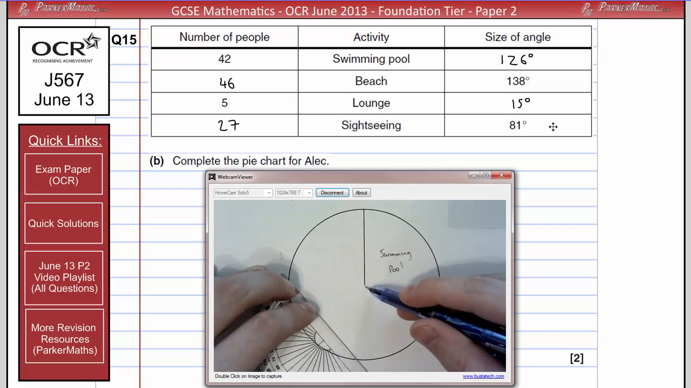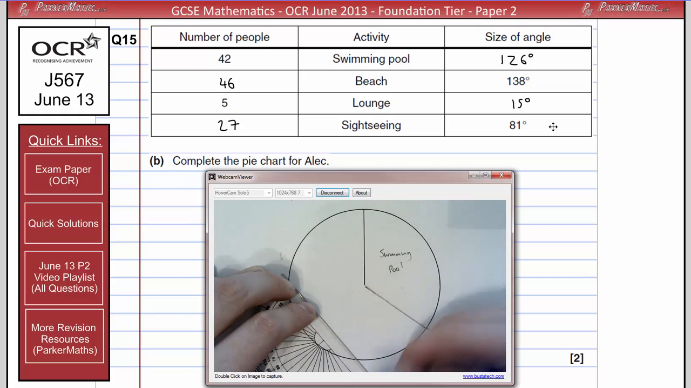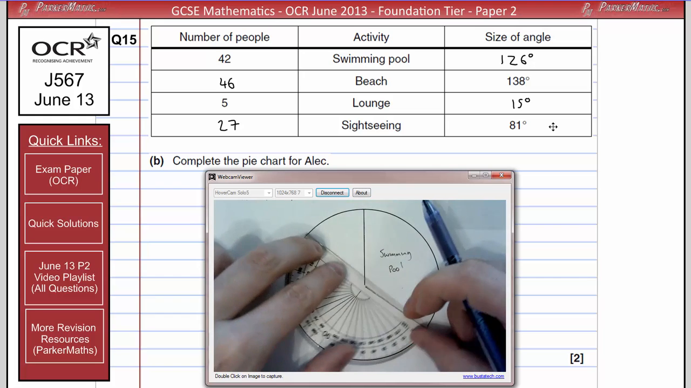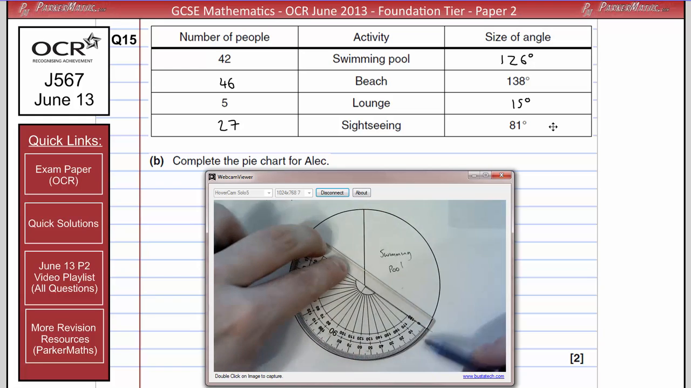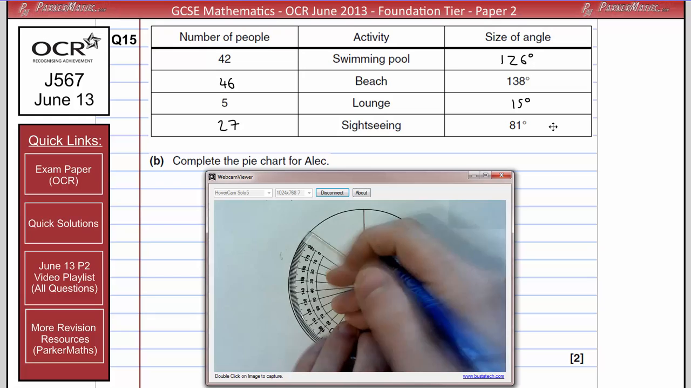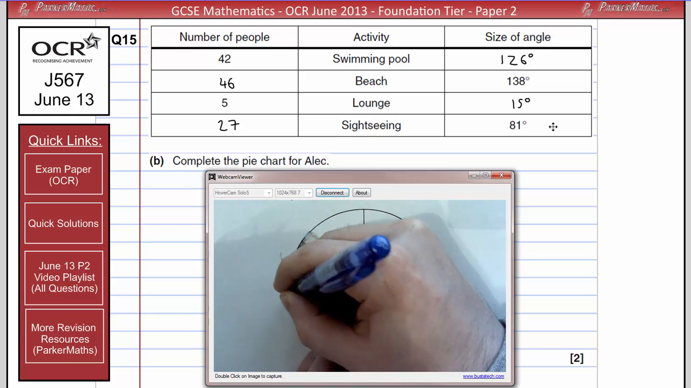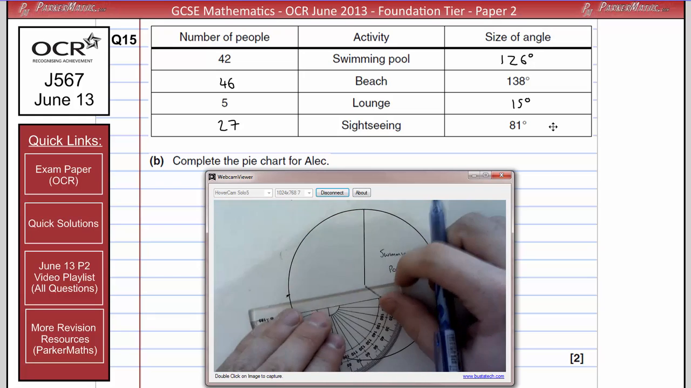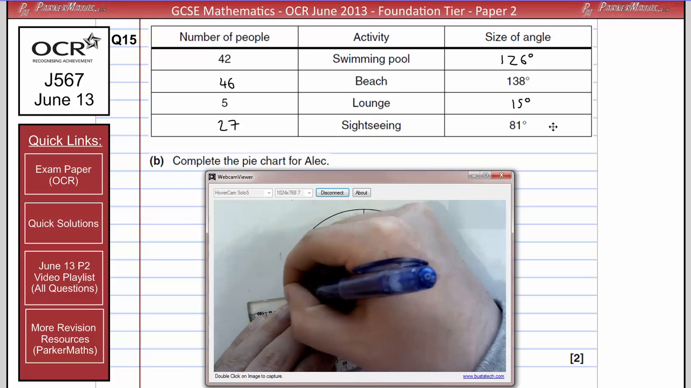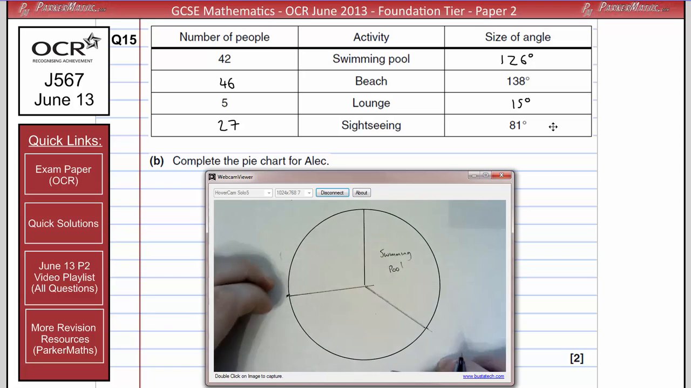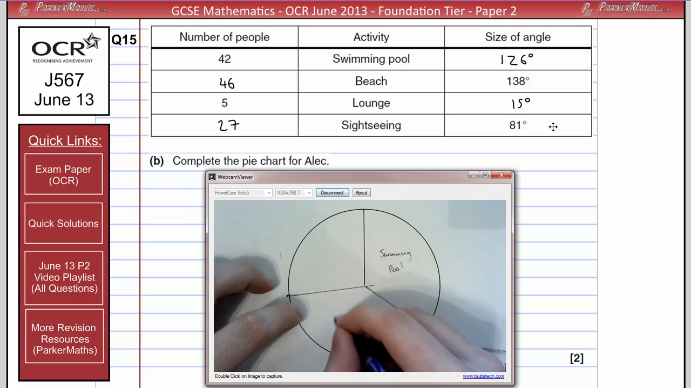This time, we're going to start with our protractor on this line, so put the 0 along this line. Make sure your crosshair's in the centre of your pie chart again. And we're going to go around from 0 until we get to 138. Then we're going to draw a line from the centre of our pie chart to join up with our line. And that section of our pie chart is going to represent the beach.